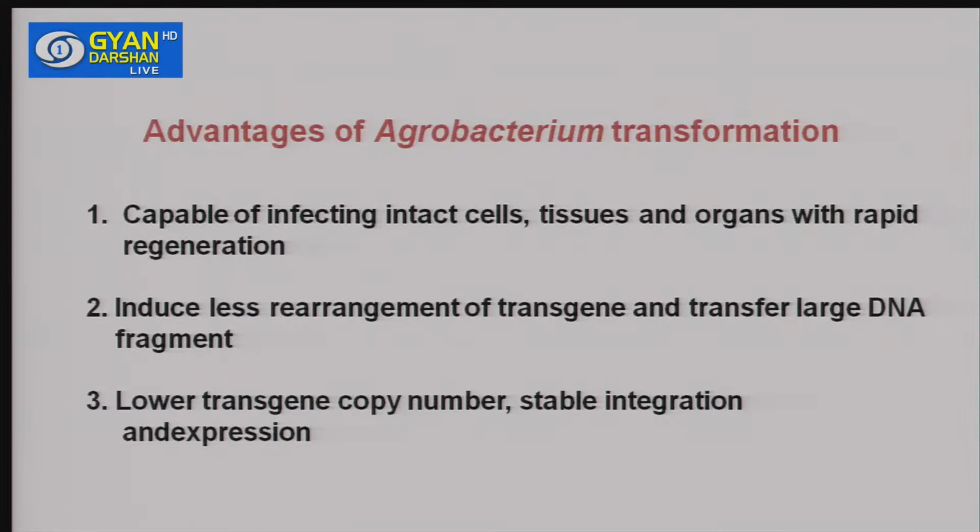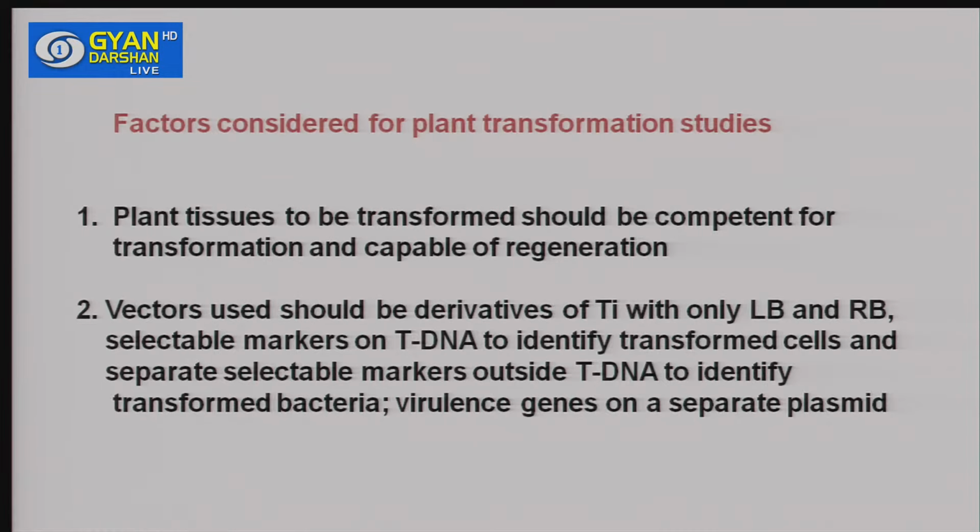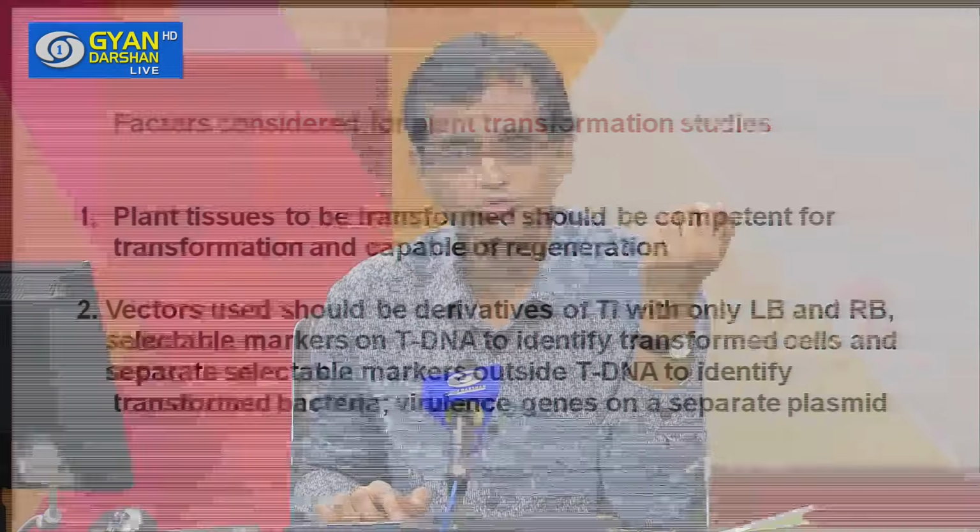Now, what is the obvious advantage of Agrobacterium transformation? You can infect intact cells, tissues, and organs with rapid regeneration. Then they induce less rearrangement of the transgene. In direct gene transfer, such as particle bombardment, rearrangement occurs; here there is less rearrangement, a lower transgene copy number, and stable integration and expression. So these are the advantages for which people normally choose Agrobacterium tumefaciens-mediated transformation.